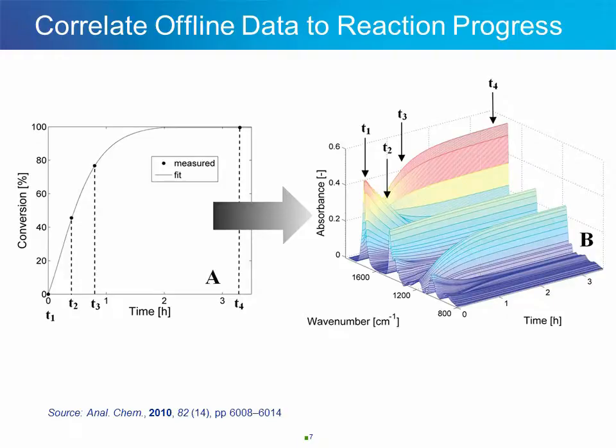FTIR spectra and acid value as offline data as determined by titration were correlated to reaction progress. A process curve is shown on the left, derived from the measured offline titration data, and then fit to the real-time infrared data.